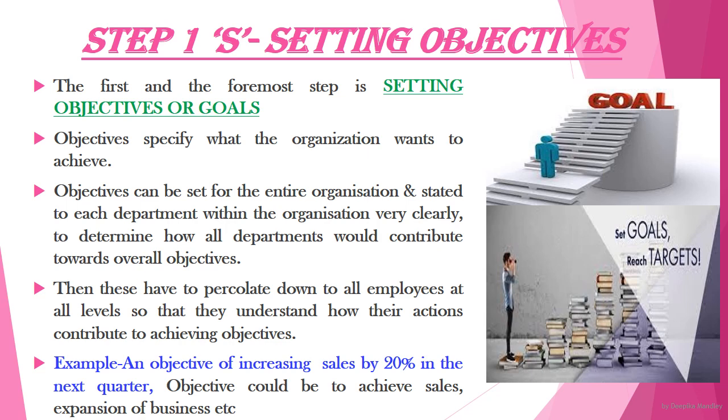For example, an objective of increasing sales by 20% in the next quarter, or the objective could be to achieve sales or increase sales, expansion of business, etc. So the first thing is that the objective should be set, should be clear, and should percolate down to all the employees, to all the departments at all the levels, so that they are clear about what actually they have to achieve.